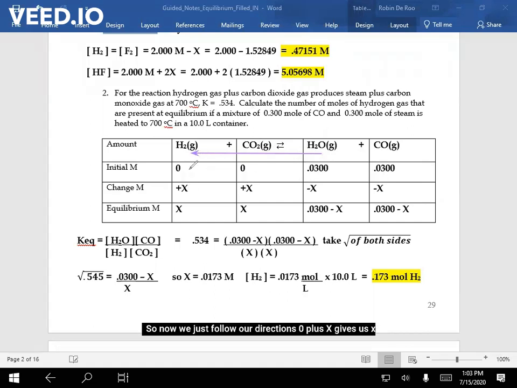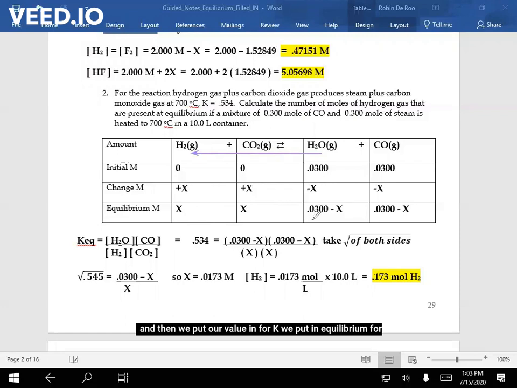So now we just follow our directions. 0 plus X gives us X. 0 plus X gives us X. 0.300 minus X. And 0.300 minus X. We set up our K expression, products over reactants. In this case, everything's 1 to 1 to 1 to 1. And then we put our value in for K.